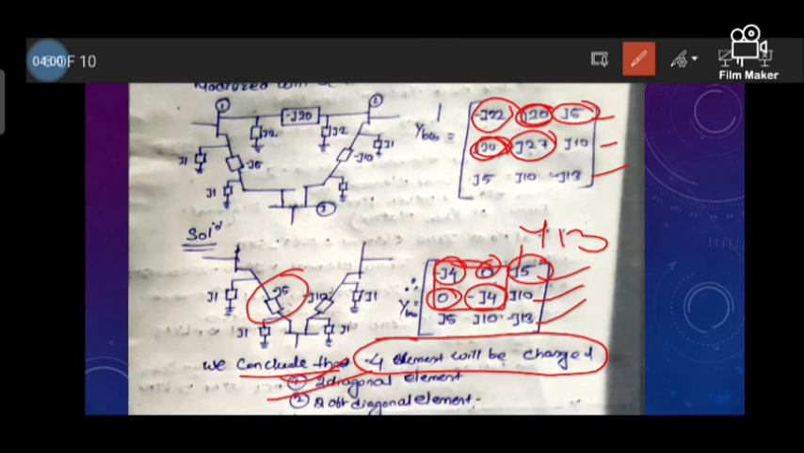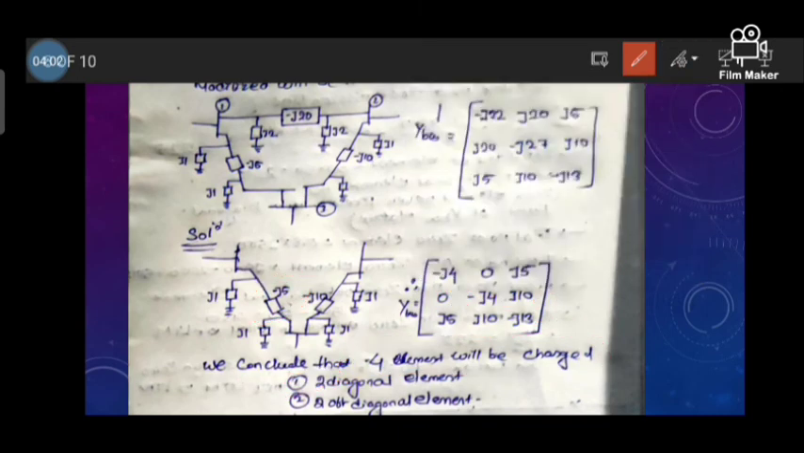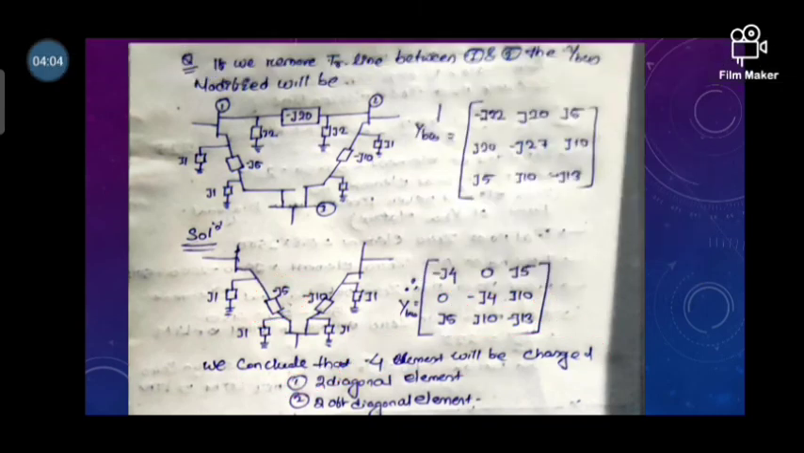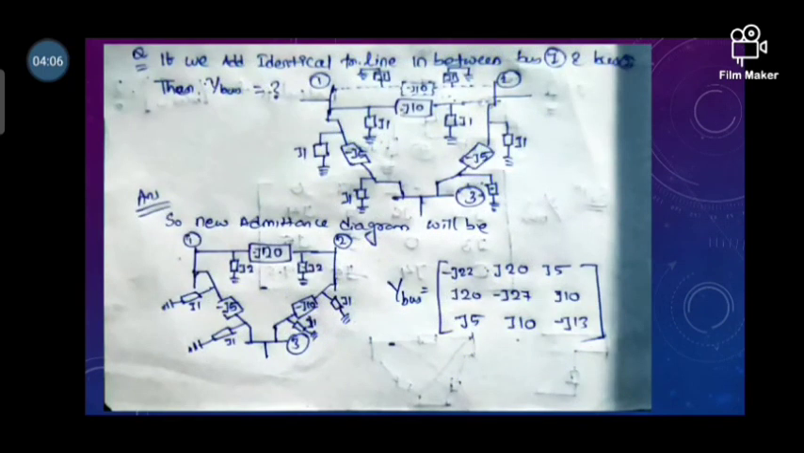so if you have any doubt, then ask me in the comment section. So let's see our question number 4. In question number 4, it is asking, if we add an identical transmission line between bus number 1 and 2, then what is the Y bus?